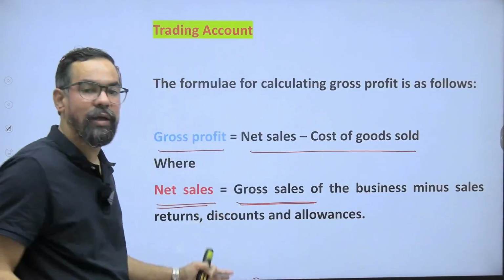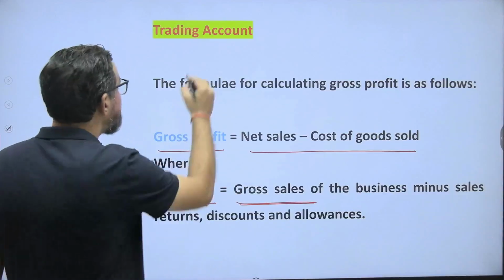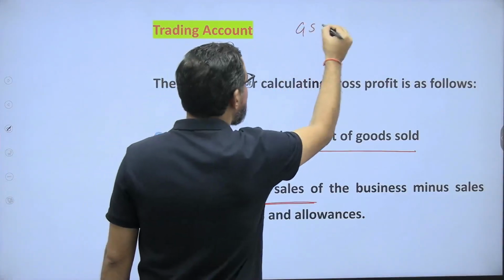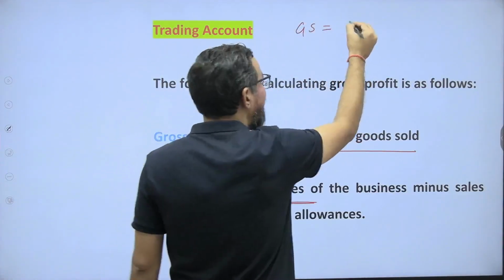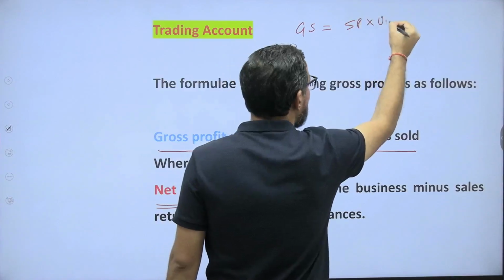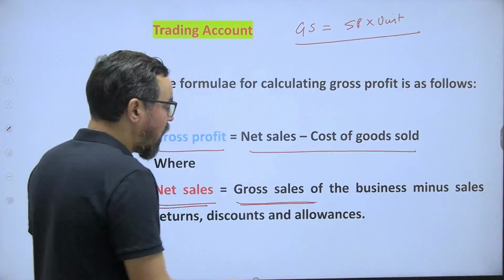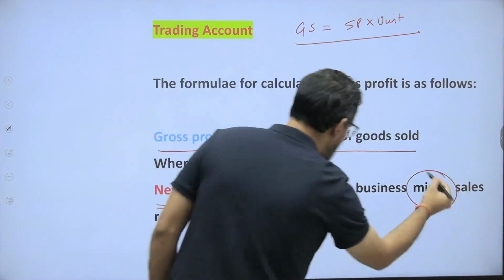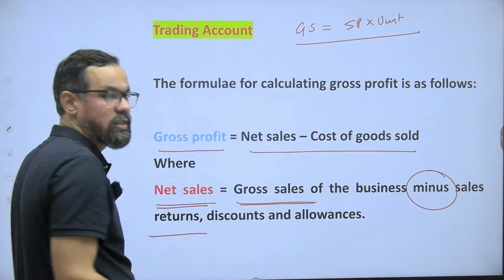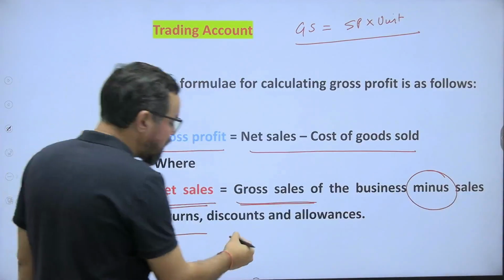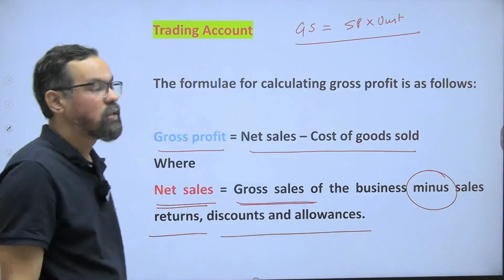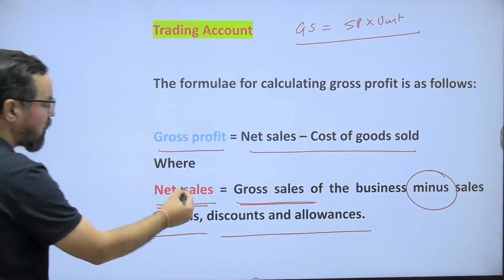Net sales is the gross sales of the business. How will you calculate gross sales? Gross sales is equal to selling price into units, as in the first case, of the business, minus sales returns if there is any product which got returned. Discount and allowances. So let's say, how will you calculate the net sales?